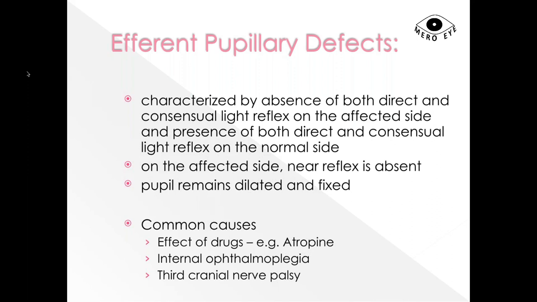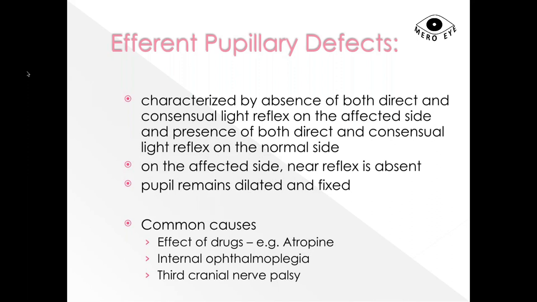Extraocular muscles are the muscles which help to move the eyeball, and the intraocular muscles are the muscles which help to move the iris, which are innervating the iris. So when there is any problem in these muscles, it is known as internal ophthalmoplegia. There are a variety of drugs, variety of diseases which can lead to internal ophthalmoplegia. And the third cause which can cause the problem in the motor pathway is the third cranial nerve palsy.